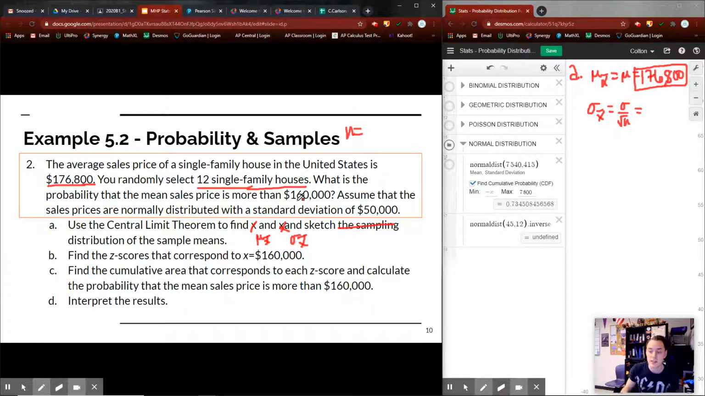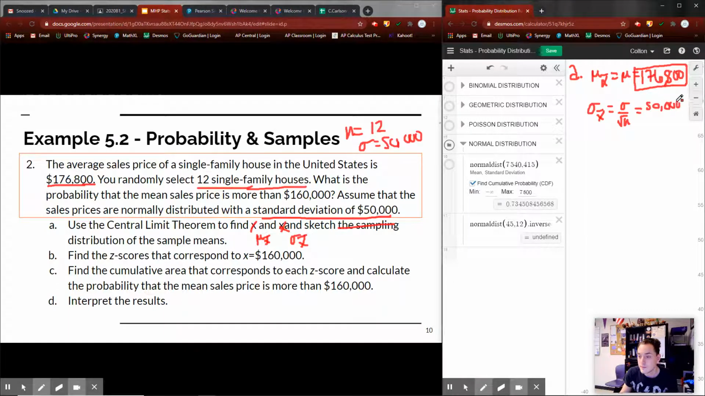So I randomly select this. This is a problem because it needs to be greater than 30. It's not, so we need to make sure the population is normally distributed. So let's read on. And then the standard deviation, I look at the problem, it's 50,000. So I'm going to write that. So that means what I have is 50,000 all over radical 12. What does this actually equal? When I perform this, it actually equals 14,433.76.